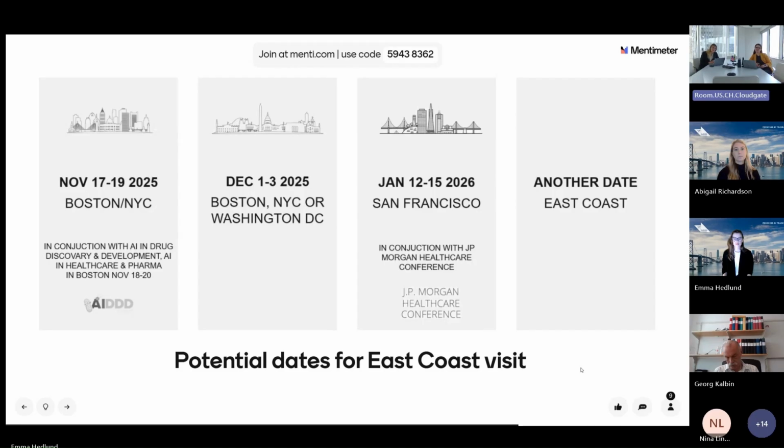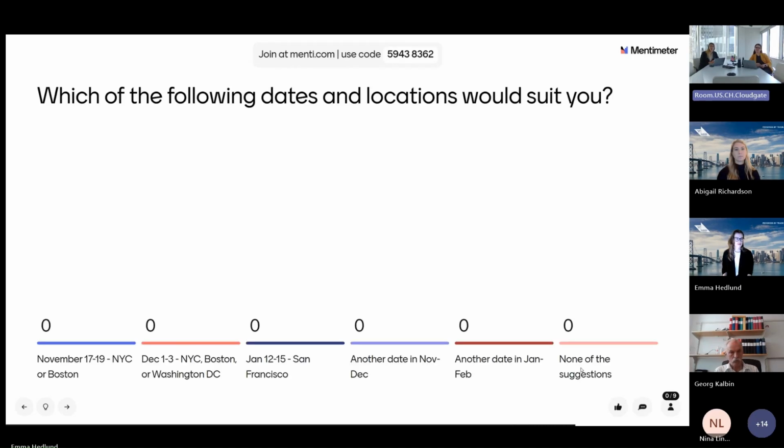So if we move to the next question, Emma, we would now just like to check with you which of these dates and locations would suit you best. Would mid-November, beginning of December, or mid-January in conjunction with the JP Morgan conference be better? Or would another date in November, December, or another date in January, February be best for you? If none of these works, you can also press none of the suggestions.